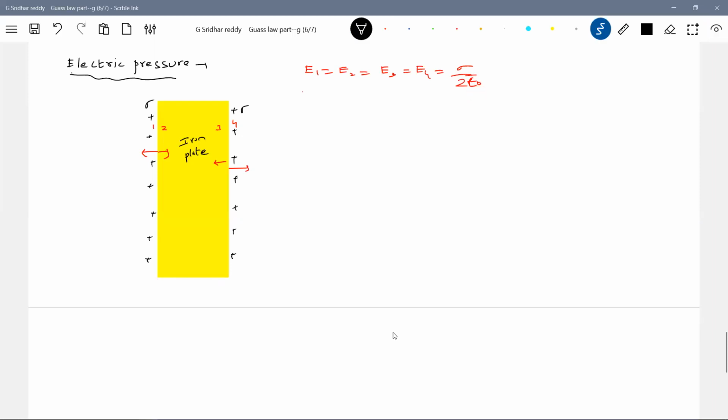Now, what is the net field inside the conductor? Should be 0. EP should be equal to E2 minus E3. That will be 0. What about the field at point A? It is given by E2 plus E4, because of that, sigma by epsilon naught. Field at point B will be towards right. Field at point A will be E1 plus E3, which will be sigma by 2 epsilon naught minus i cap.